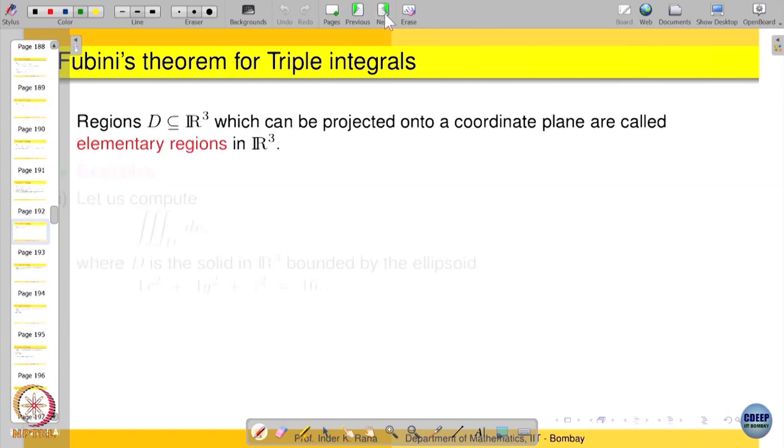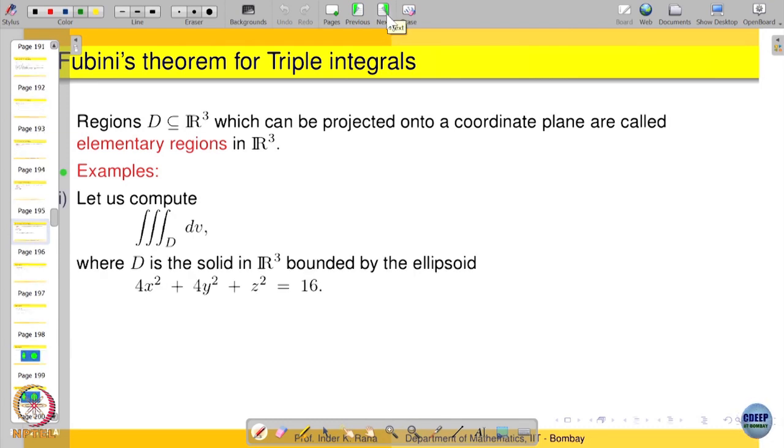So, let us do one example. Let us look at this example. We want to compute the triple integral of the function 1, where D is the solid in R 3 bounded by the ellipsoid. So, this is an ellipsoid: 4x square plus 4y square plus z square equal to 16.